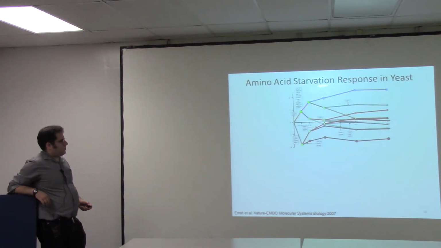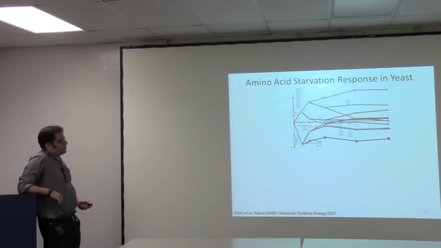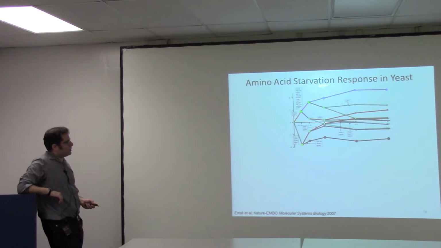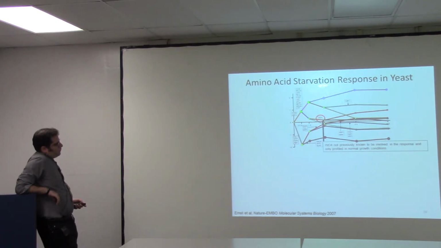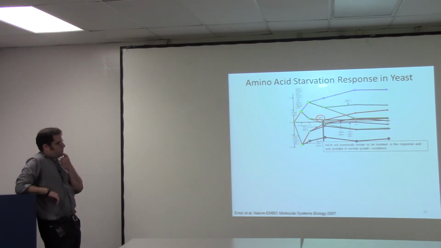So now to give you other examples on real data. Before, I showed you the heat shock response in yeast. We applied it to other ones, for example, amino acid starvation response in yeast. And what came out of this was one of the splits here was annotated with INO4, which was not previously known to be involved in this response.